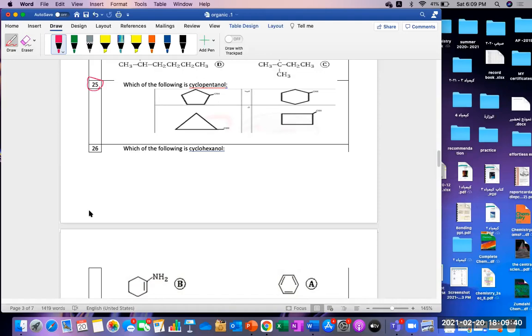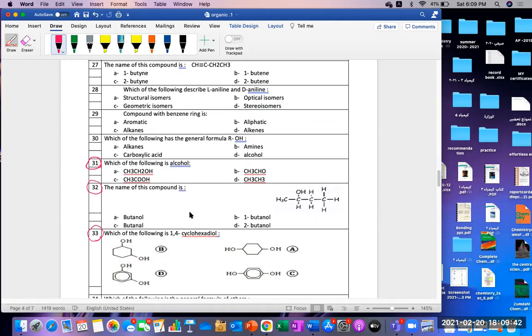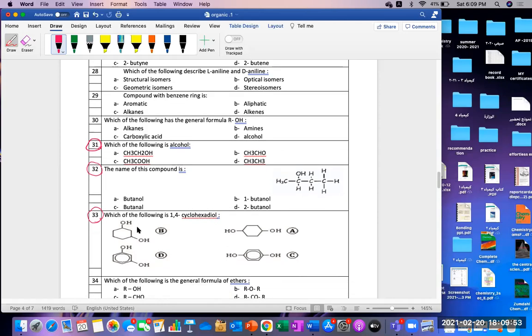Miss, for 32, there are like 3 of the same options, so I don't know, it's all butanol. No, they are not the same. You need to look for the number. For me, there isn't a 1 or a 2, that's why. Oh, okay.